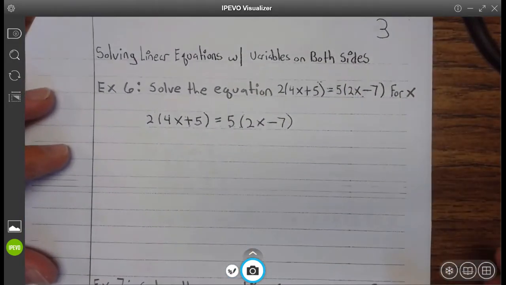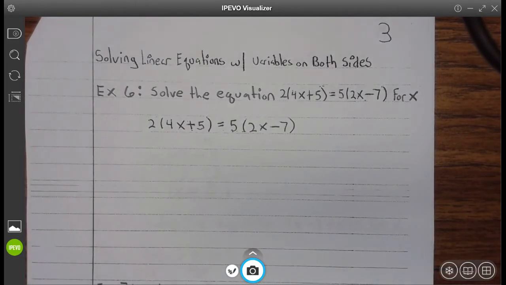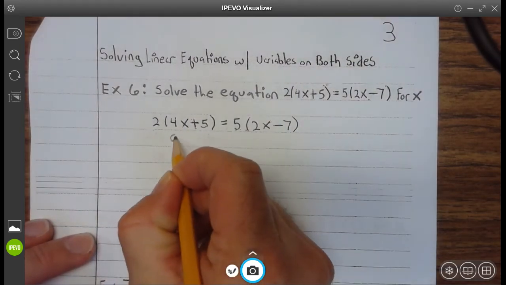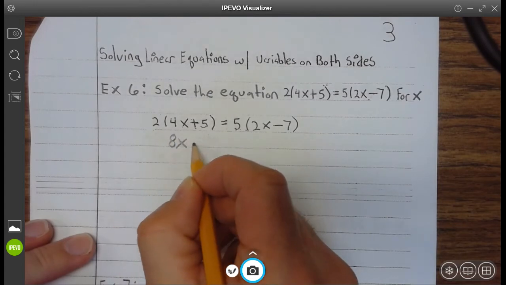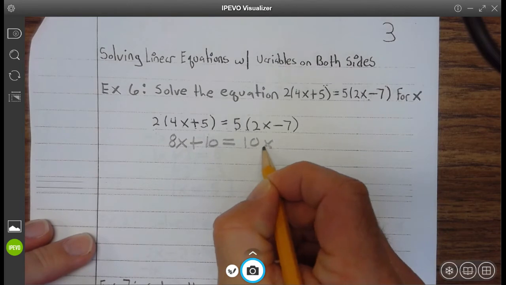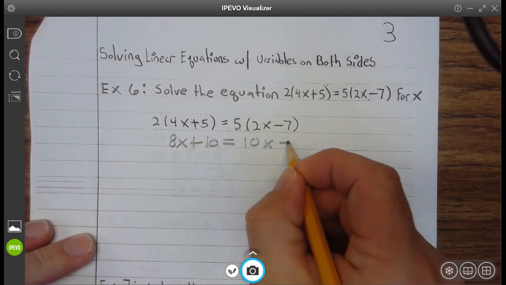Example 6. Solve the equation 2 parentheses 4x plus 5 equals 5 parentheses 2x minus 7 for x. So again, if there's a number outside the parentheses, we need to distribute. So 2 times 4x is 8x. 2 times 5 is plus 10. 5 times 2x is 10x. And then 5 times negative 7 is negative 35.